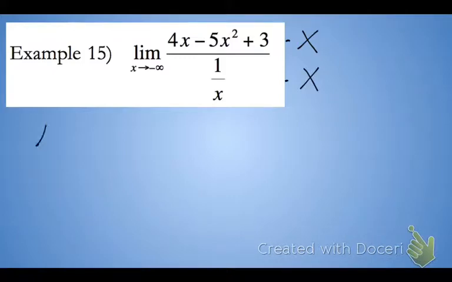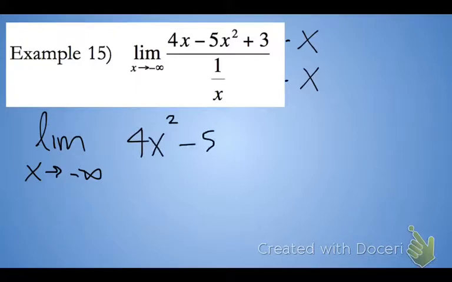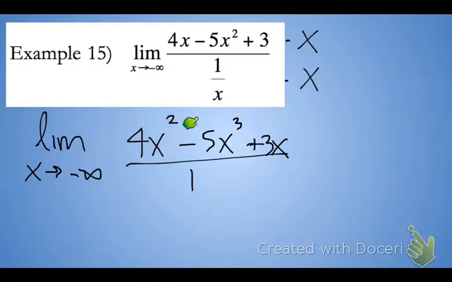So when I simplify that, I get the limit as x approaches negative infinity. And then when I simplify here, I get 4x squared minus 5x cubed plus 3x. That's just from me distributing the x into the numerator. And then in the denominator, I get 1 over x times x, which happens to just be 1. Now essentially I've gotten rid of this complex fraction and I only have a polynomial now.